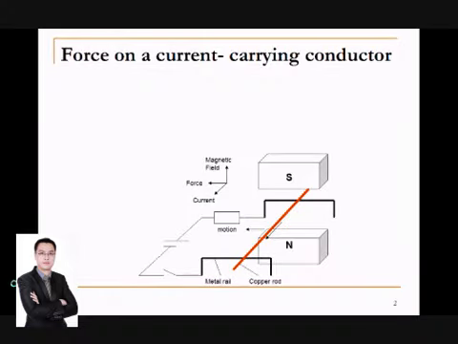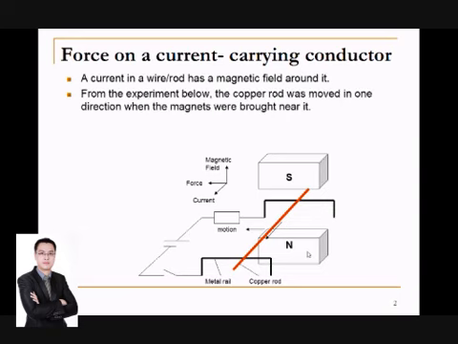We'll start off this lecture by looking at the force acting on a current carrying conductor. So take a look at this diagram. You have a copper rod placed in a region of magnetic field. When the circuit is switched on, there will be a current flowing through the copper rod. Now, a current flowing in a copper rod has a magnetic field around it. This magnetic field, due to the current, will interact with the magnetic field due to the permanent magnet. In this case, the copper rod will be made to move in one direction.